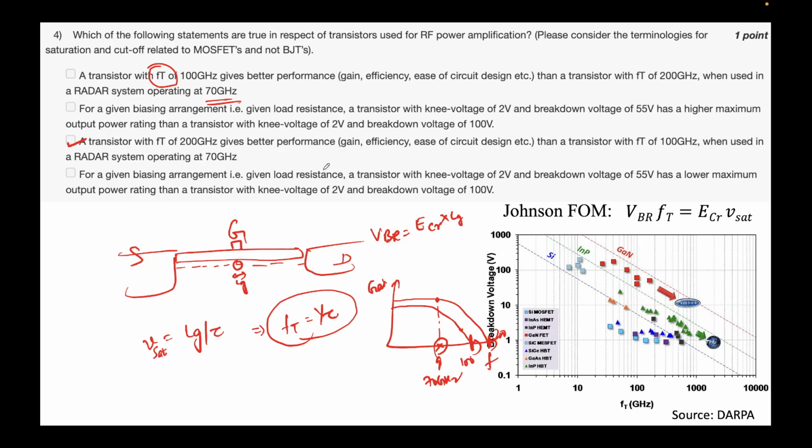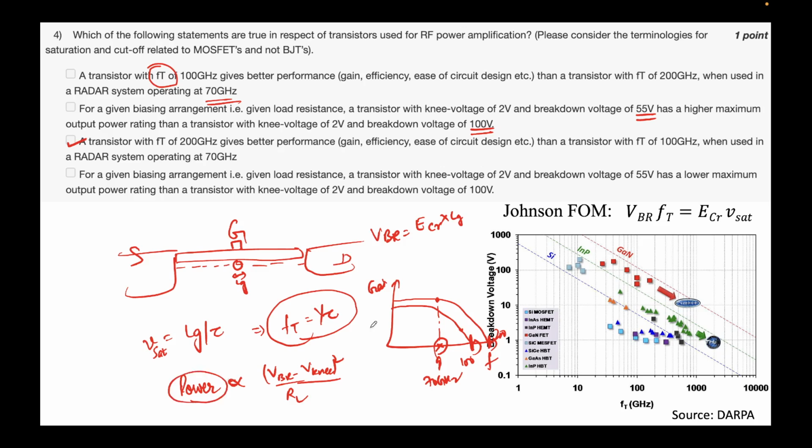Okay. Second thing we talk about here is power. So power, I believe it was, yeah, proportional to (V breakdown minus V knee) whole squared. I think there is a resistance term also somewhere. So what we have over here is two devices, both have a knee voltage of 2 volts, but one has a breakdown voltage of 55, the other has a breakdown voltage of 100.